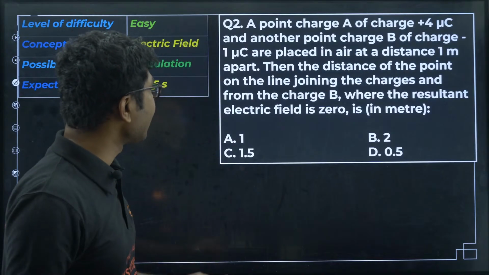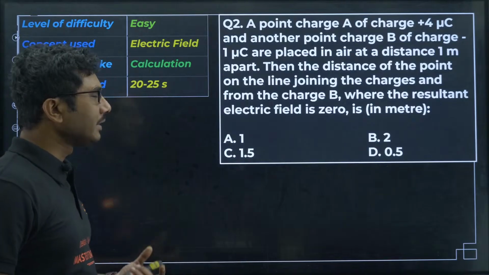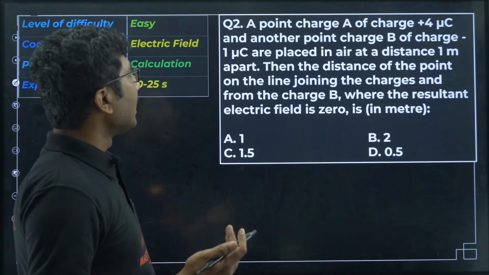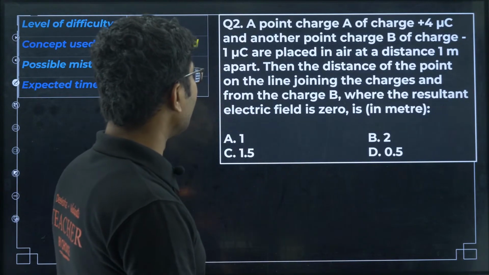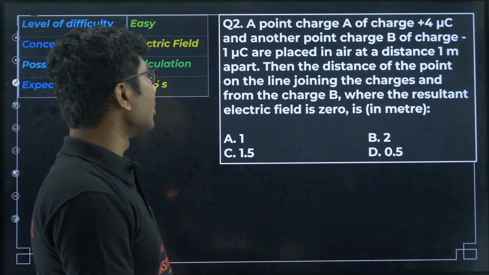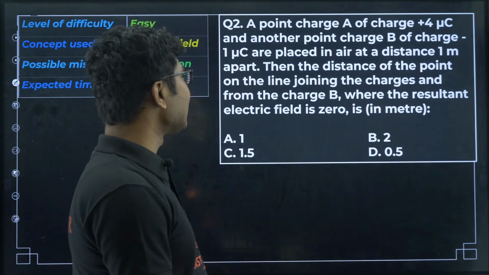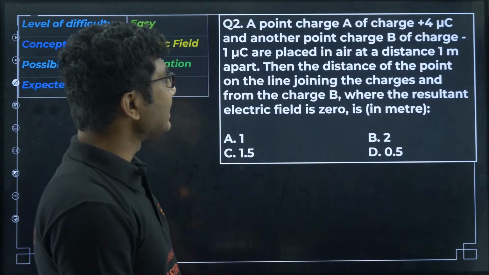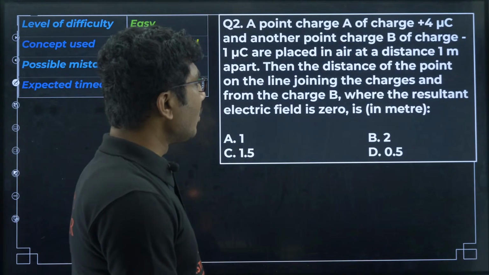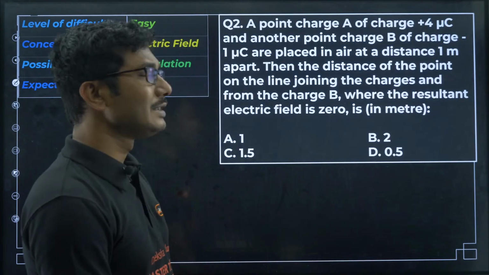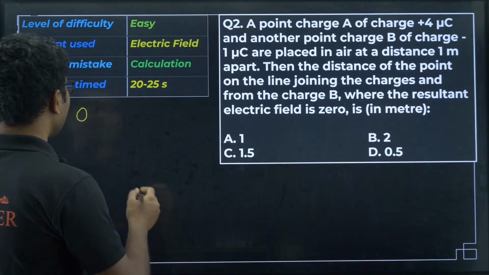Now let's move on to the next question. This is a slightly longer question; here you can take about 25 to 30 seconds. A point charge A of charge plus 4 microcoulomb and another point charge B of charge minus 1 microcoulomb are placed in air at a distance 1 meter apart. Then find the distance of the point on the line joining the charges, from the charge B, where the resultant electric field is 0.